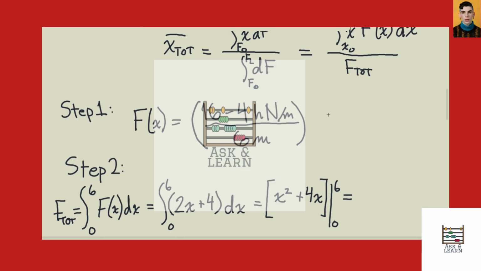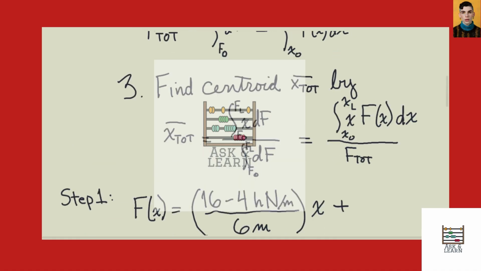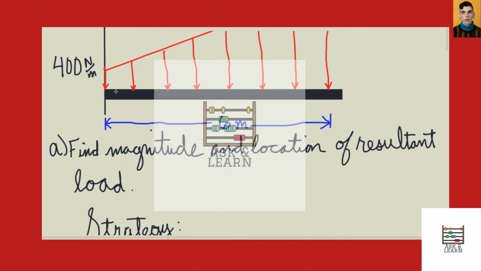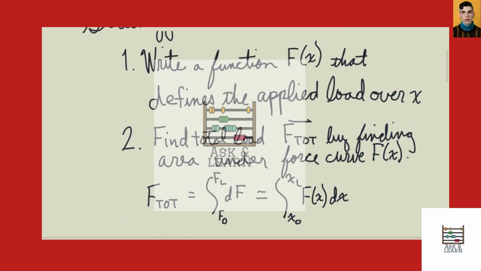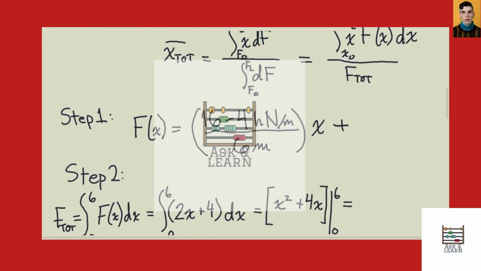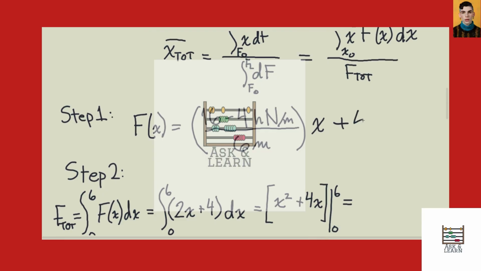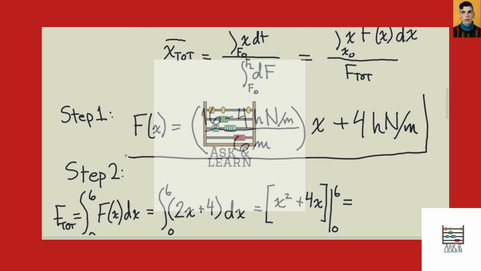That's going to be our slope, and since we're writing the equation of a line, it's the slope times the variable, in this case x, plus the offset. And since we see that this is not originating at 0, but rather at 400 newtons per meter, we can write this as plus 4 hectonewtons per meter. And that is our force load density equation, f of x.